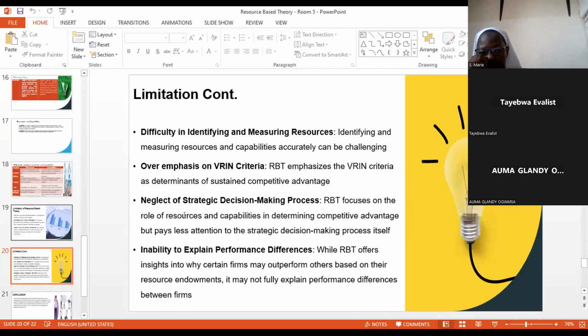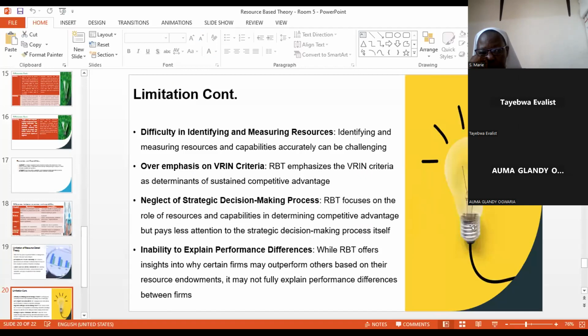The limitations include difficulty in identifying and measuring resources. Resources are very hard to identify and measure. Then number two, overemphasis on resources of the organization. Then we have neglect of the strategic decision-making process. Inability to explain performance differences in an organization. Then next.